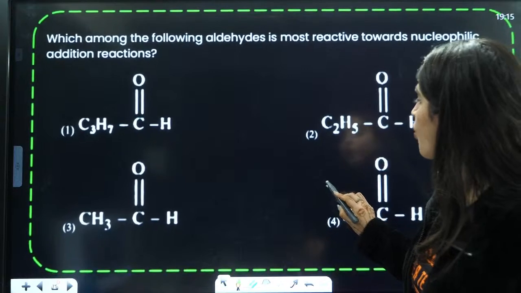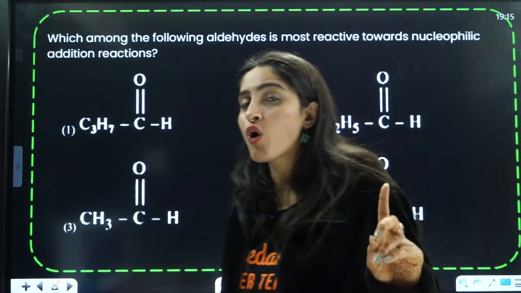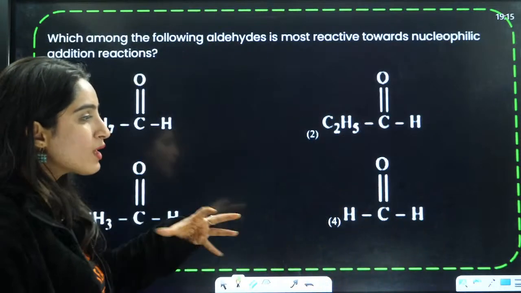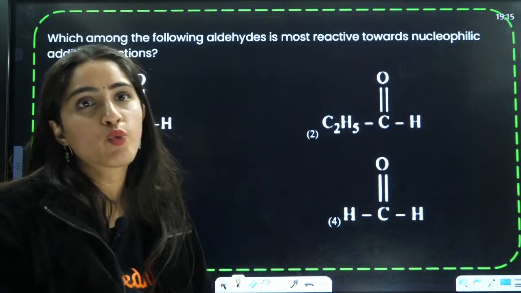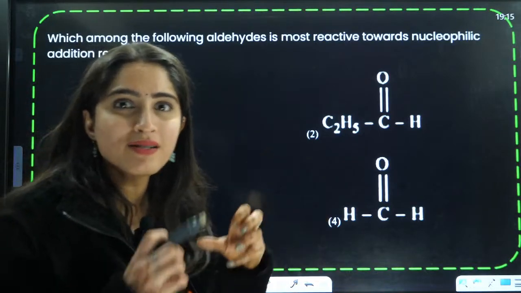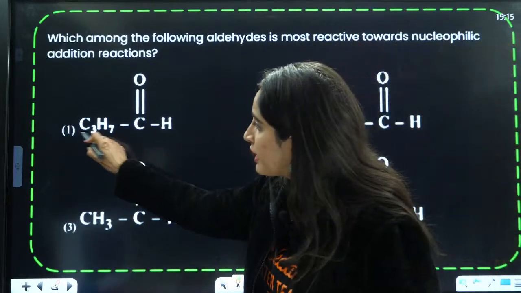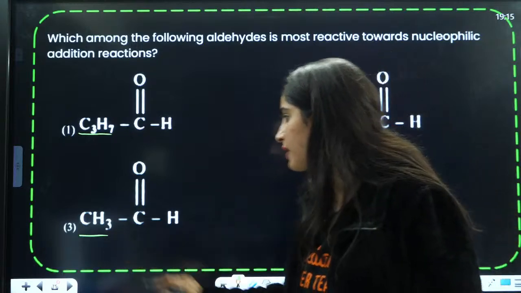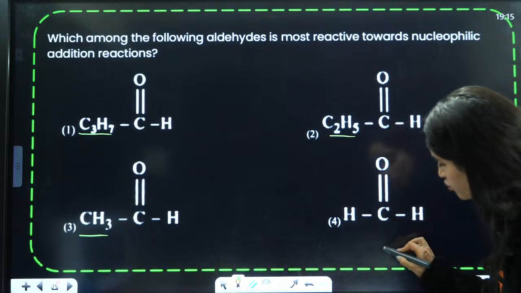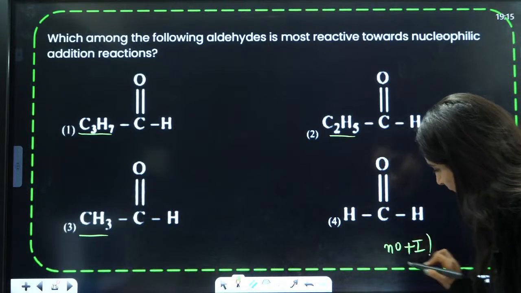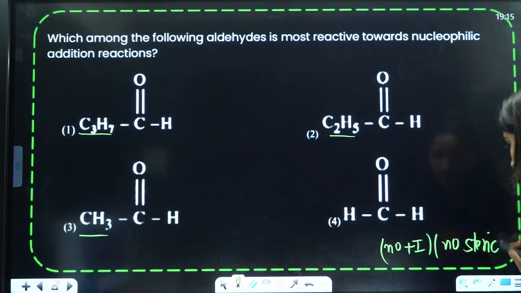Okay, so next is, which among the following aldehydes is most reactive towards a nucleophilic addition reaction? This also I have told you: the more the inductive effect, the less the reactivity towards nucleophilic addition. The more the steric hindrance, the less the reactivity, right? So here you have 3 carbons, here 1 carbon, here 2 carbons, and here no carbon. So definitely there is no plus I effect and no steric hindrance.